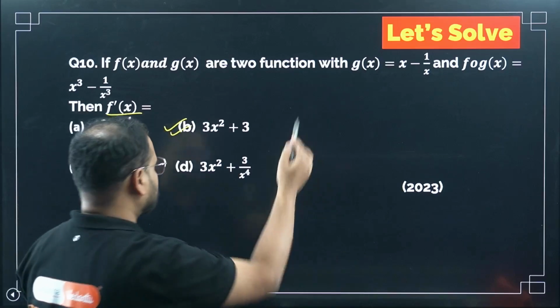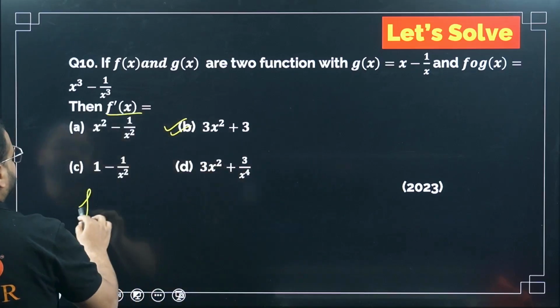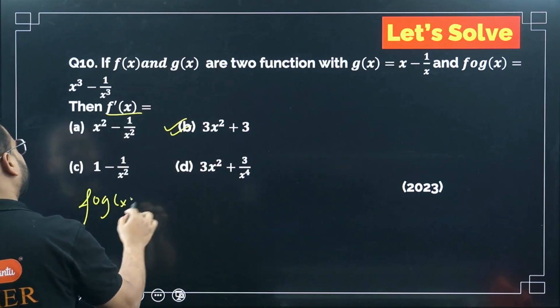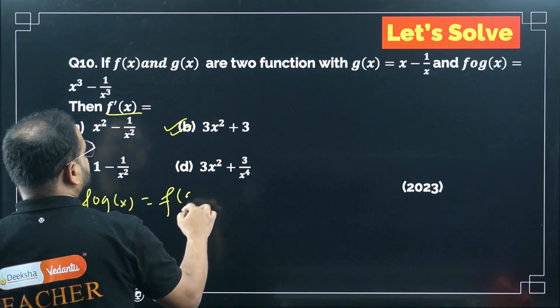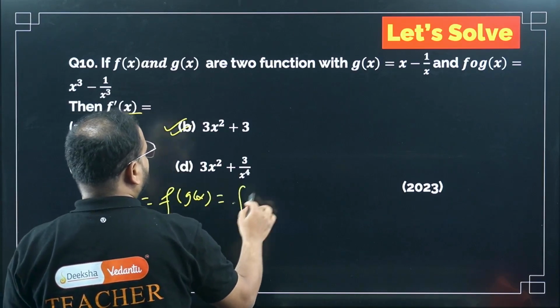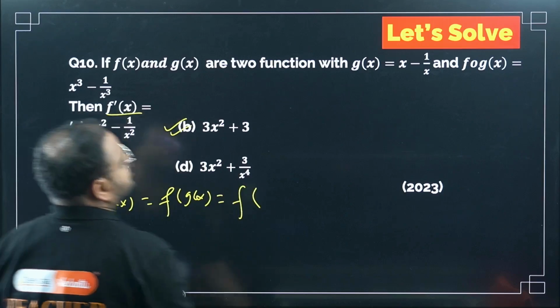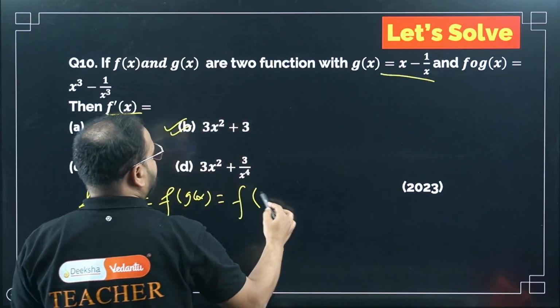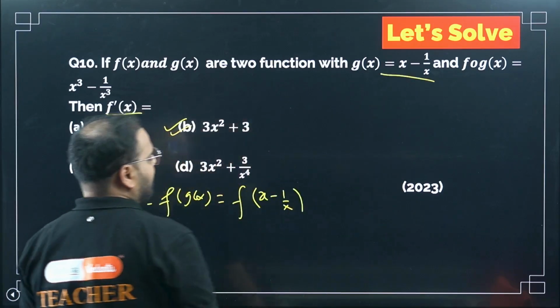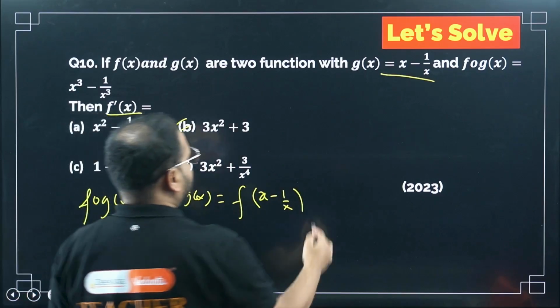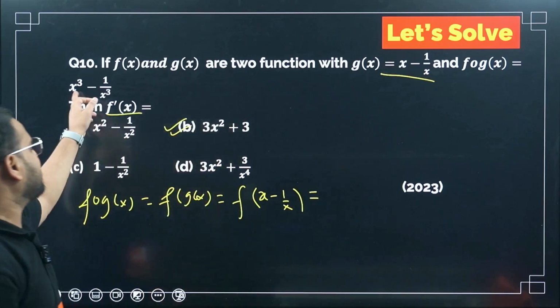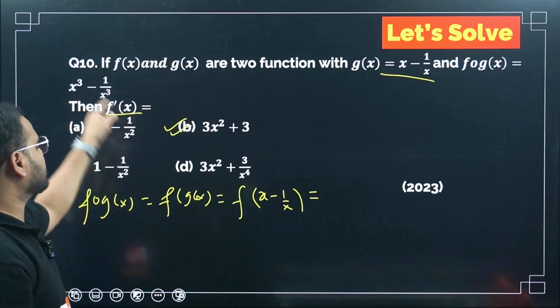So fog of x, we have to start from fog of x. Fog of x means f of g of x. What is g of x? x minus 1 by x. Write it here, x minus 1 by x. And what is this given as? x cube minus 1 by x cube. Sir, fog is given as x cube minus 1 by x cube.